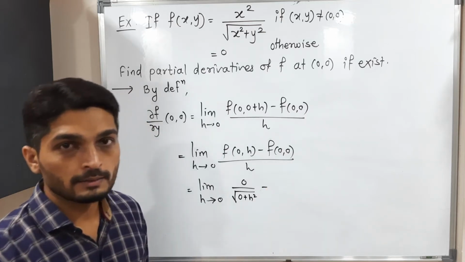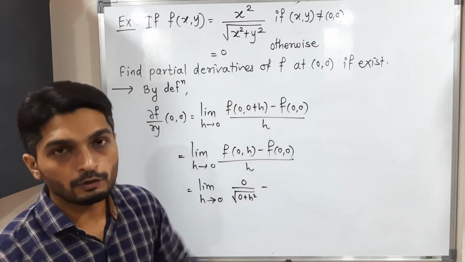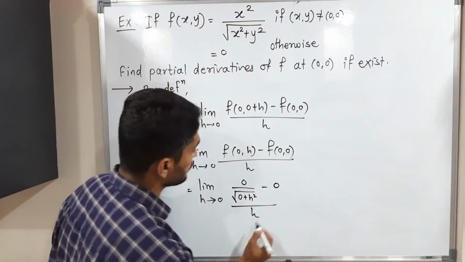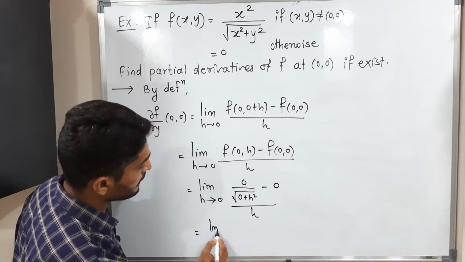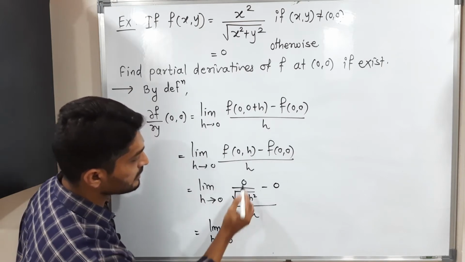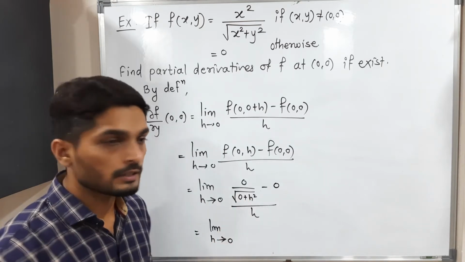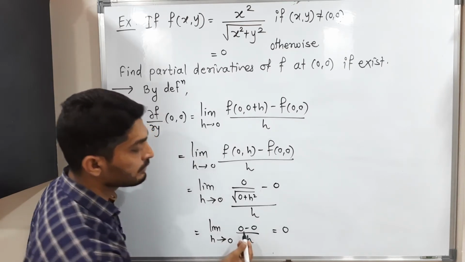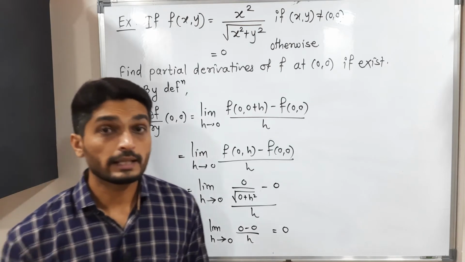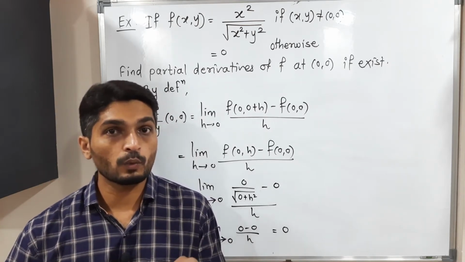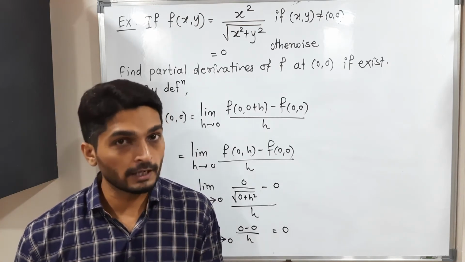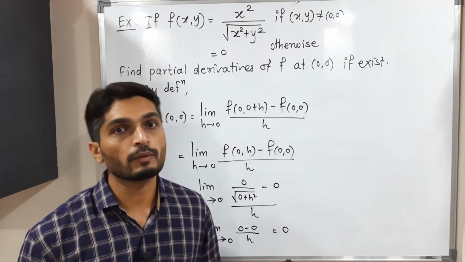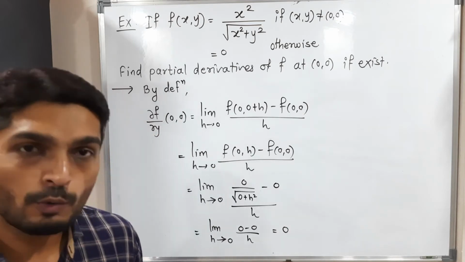As I told you earlier, if both of them are 0, we have to follow the second definition. That means it's 0 divided by h. So this is equal to limit h tends to 0, 0 upon anything we will have 0. So 0 minus 0 divided by h. Obviously its value will be 0 since numerator is 0. That means partial derivative with respect to x does not exist, but partial derivative with respect to y at 0, 0 exists and its value is 0. Okay, so this problem is over here.